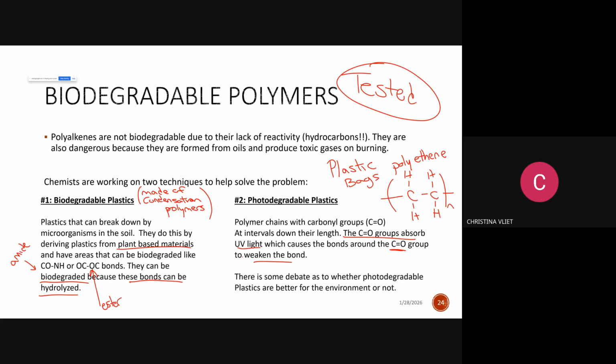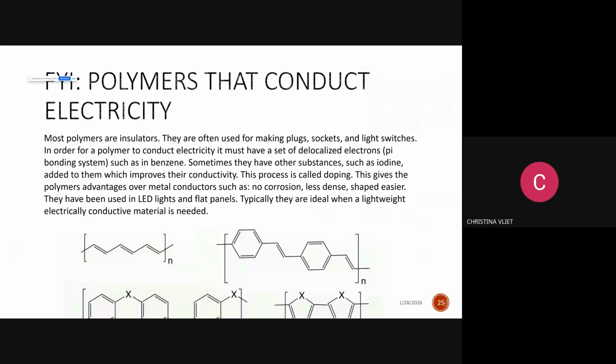I did want to put this little side note in there. For those of you that are actively researching environmental science, there's some debate as to whether photodegradable plastics are actually better for the environment or not, because they have their own issues. And the next FYI, the reason I wrote FYI here is this is also no longer tested. But in the textbook, they put this as an aside.